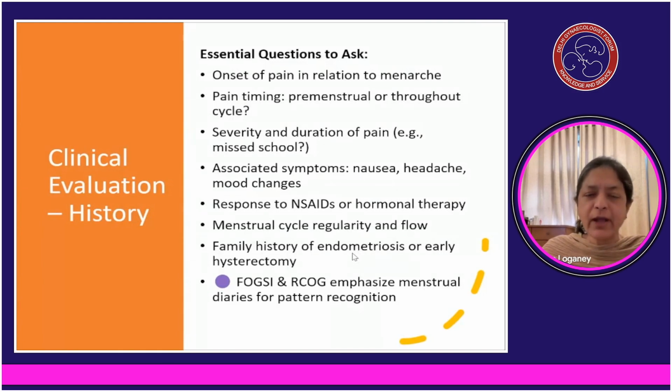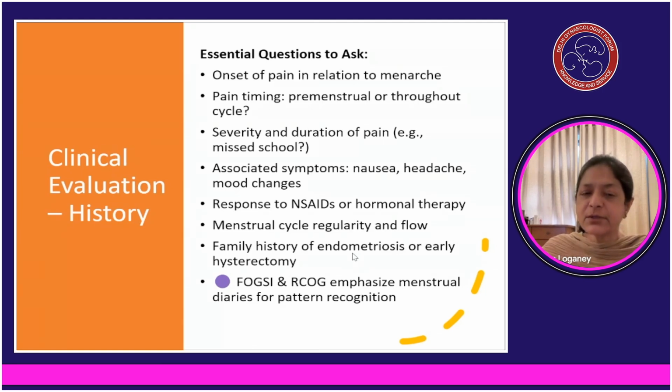So how do we evaluate these patients? The essential questions to ask in history. What is the onset of pain in relation to menarche? Pain timing, is it premenstrual or throughout the cycle? Severity and duration of pain, does the girl have to miss school? What are the associated symptoms like nausea, headache, mood changes? And as ma'am just said, nausea can be sometimes associated with endometriosis.